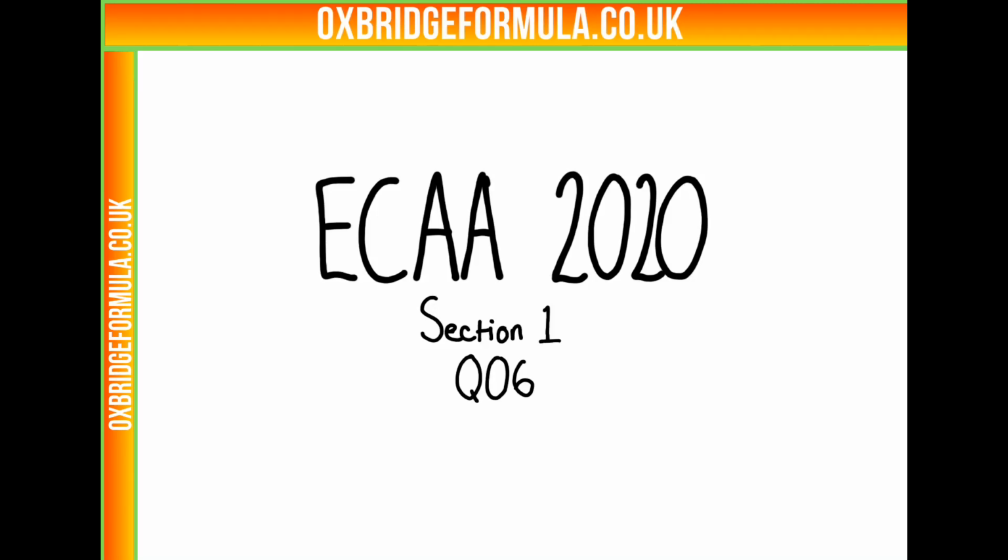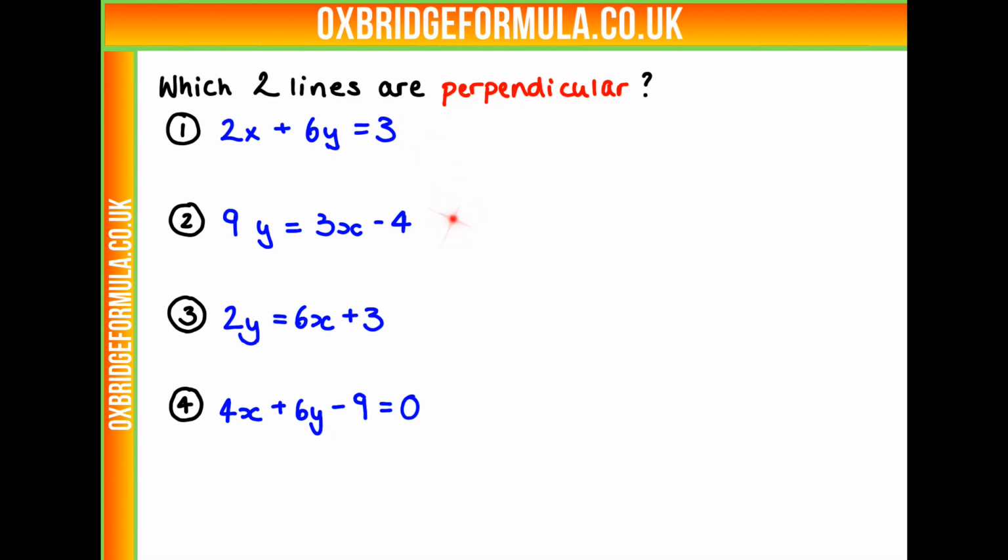In this video, we're looking at ECAA 2020, Section 1, Question 6. So we're given four equations of different lines and we're asked which two lines are perpendicular. So what are we going to need to know to answer this question? We're going to need to know the gradients of the different lines.